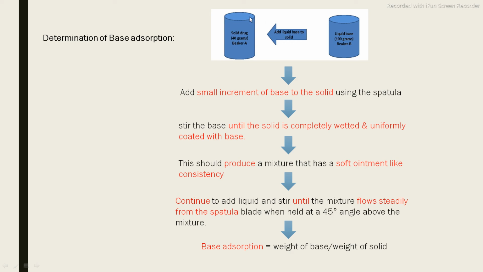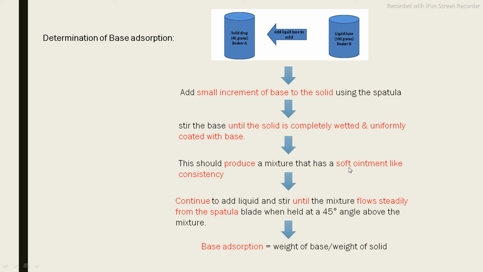Here in this diagram you can see initially you have taken 40 gram of solid drug, and to this 40 gram of solid drug in smaller increments you are adding the liquid base until you get the soft ointment like consistency which can flow steadily from the spatula when you hold it at 45 degree angle. So it may take near about 80 gram of liquid base or 90 gram, or it may be up to 100. So how much amount of liquid is required to get the soft ointment like consistency, that volume you have to calculate.